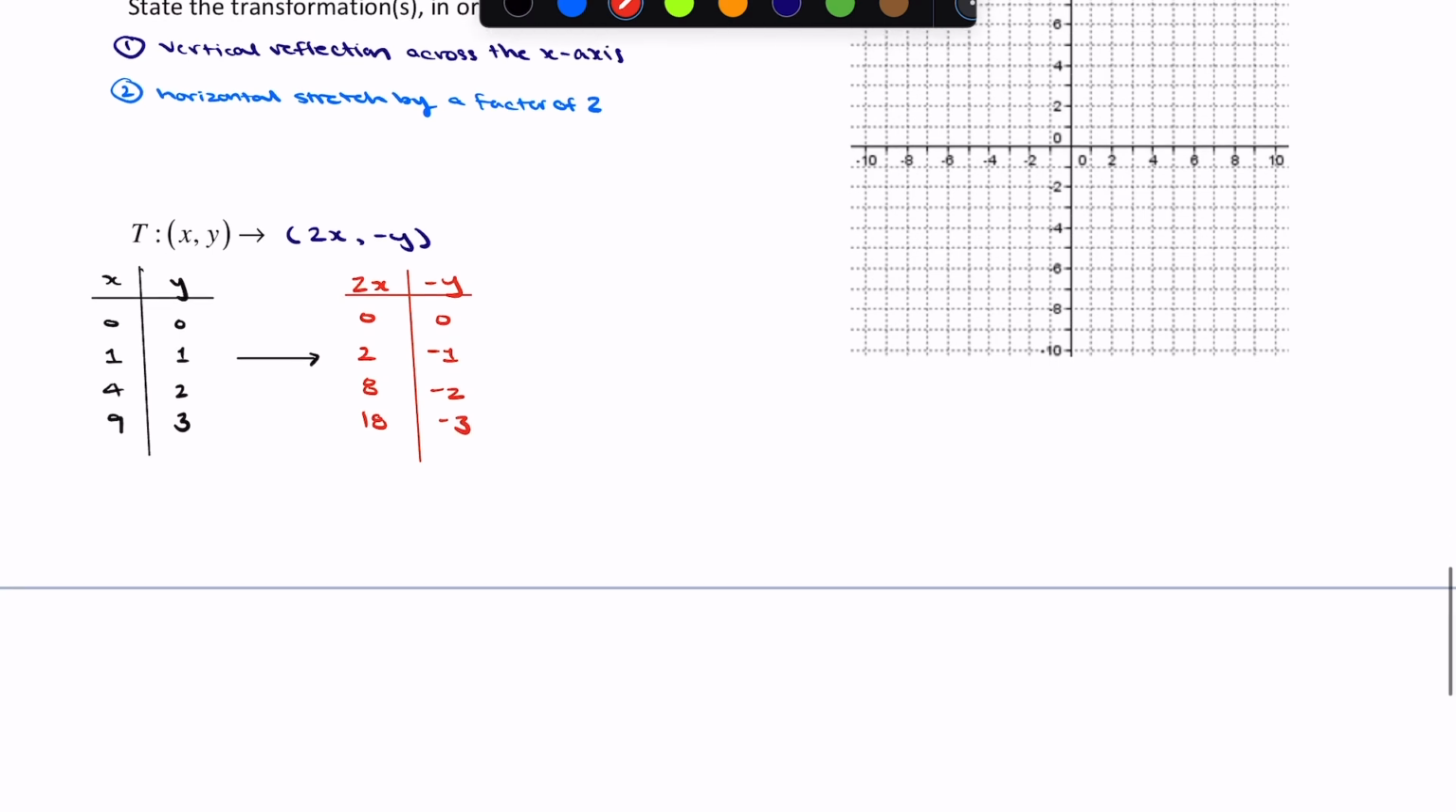Here, if we graph our transformed function, start at 0, 0, then 2 and negative 1, 8 and negative 2, and it'll continue on to the right. So that's our transformed function, y is equal to negative square root 1 over 2, or 1/2 x.